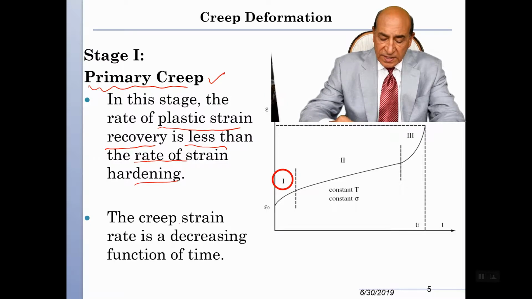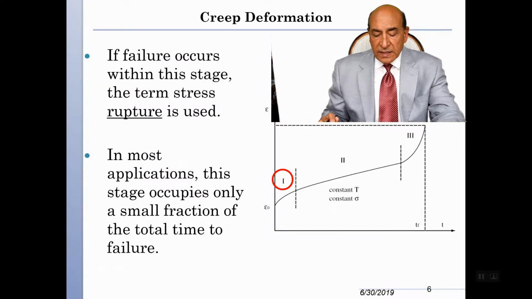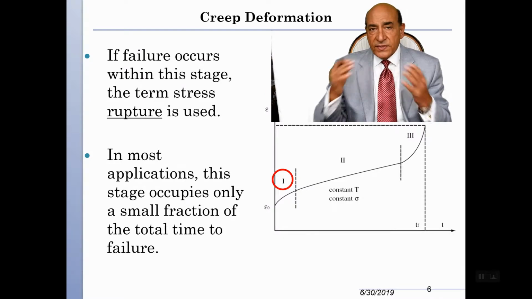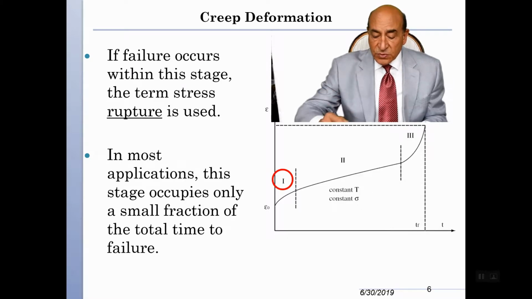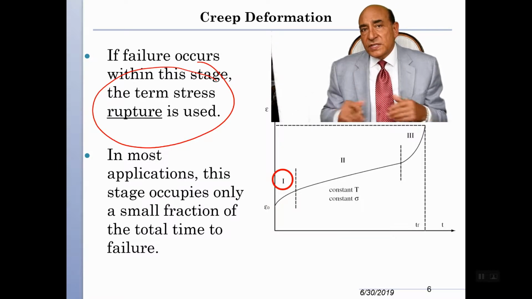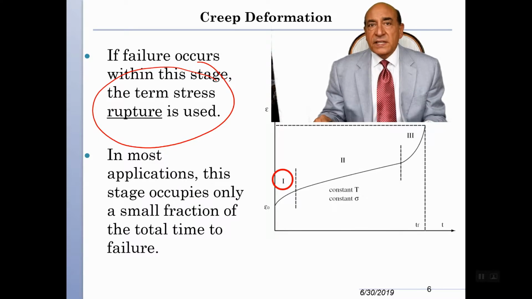And therefore, the creep strain rate is a decreasing function of time. In general, failure does not occur in this stage, although if the stress is very high, failure can occur in stage 1. So if failure occurs in stage 1, we do not use the term creep rupture. We use the term stress rupture, because the stress is very high and causes rupture of the material. So it's a specific form of failure during creep deformation.